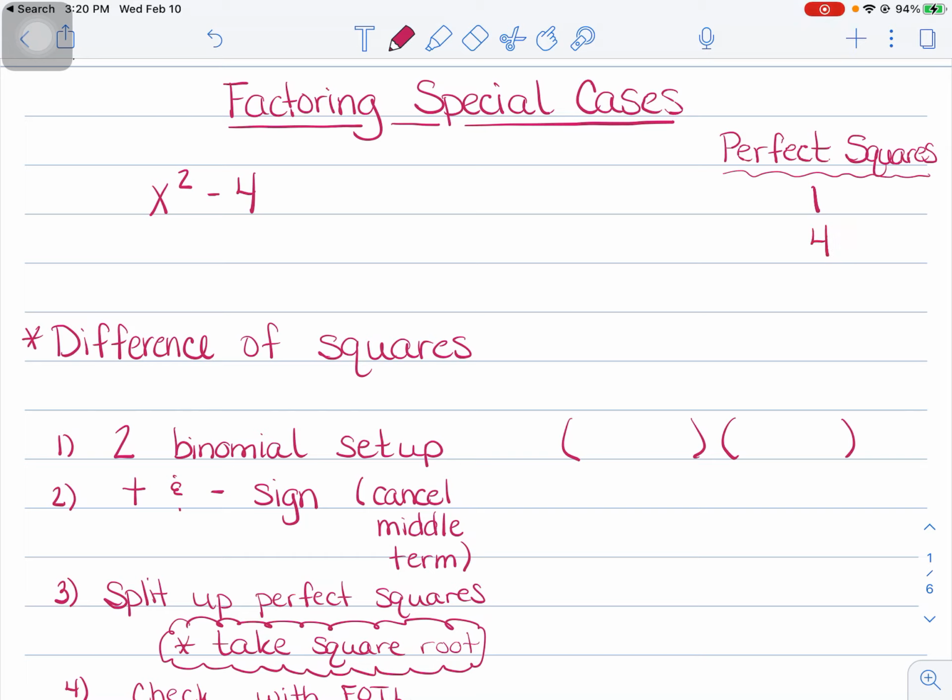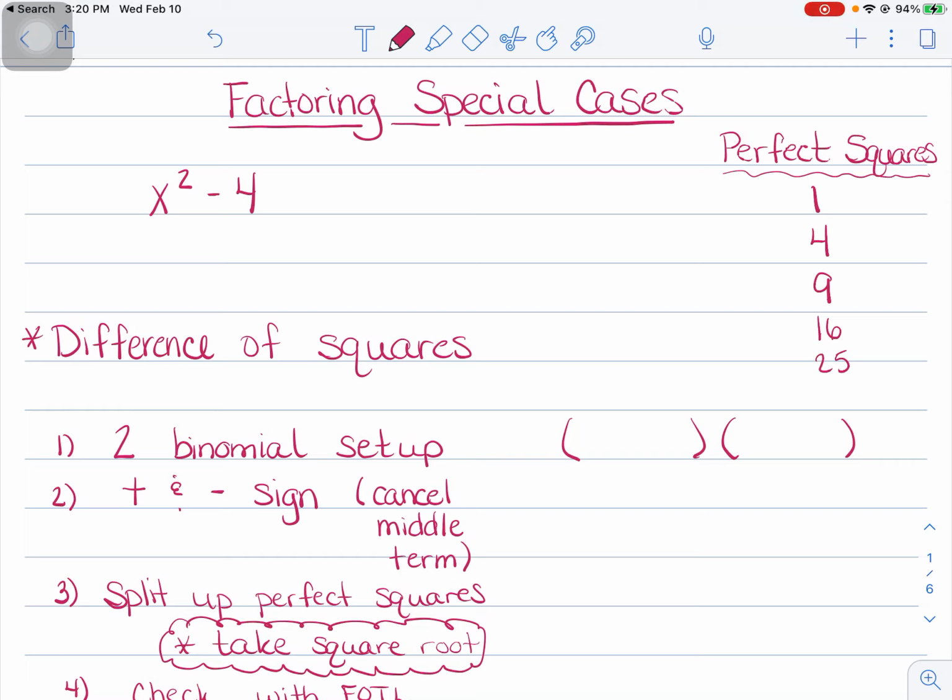4 is a perfect square. Think about what number times itself gets me 4. Well, 2 times 2 gets me 4. 9, 16, 25, and so on. So you need to know your perfect squares to at least 144, like 12 times 12.